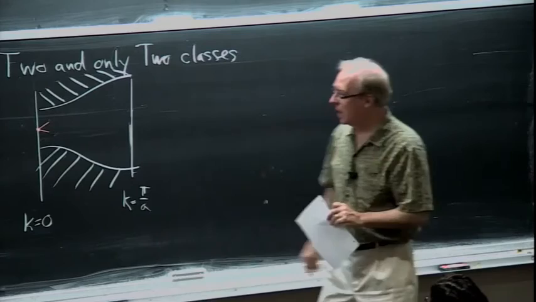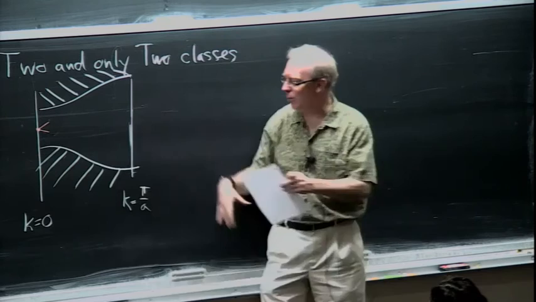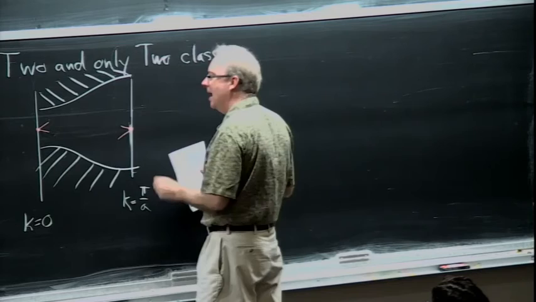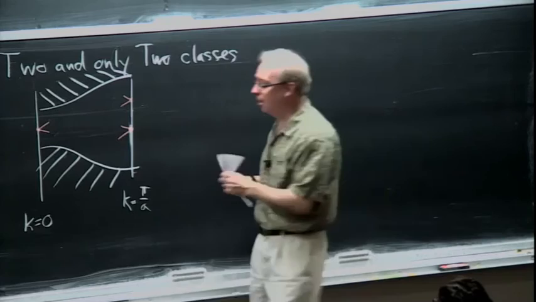Now, this is true at k equals zero. Remember, k equals pi is the same point as k equals minus pi. So that means that at k equals pi, you also have to have Kramers partners. The interesting question is, how do these Kramers partners connect up with these Kramers partners? One possibility, the trivial possibility, is that they connect like this, and maybe this one goes up.